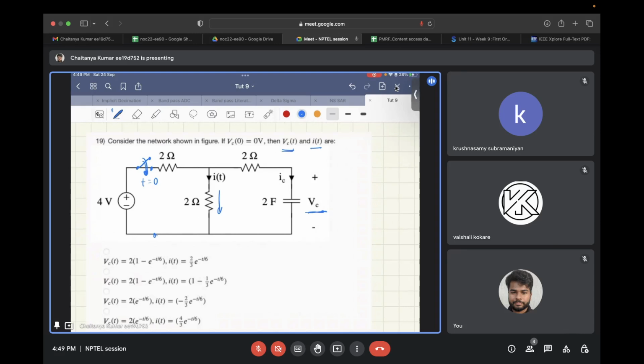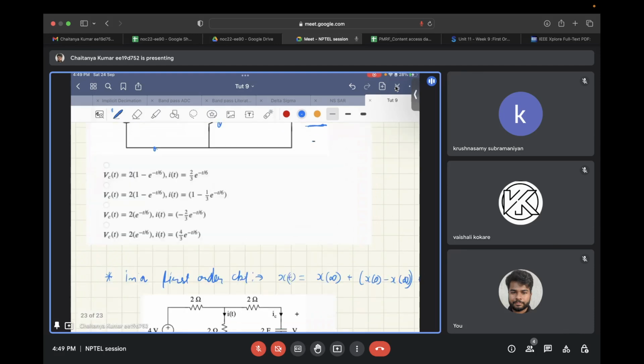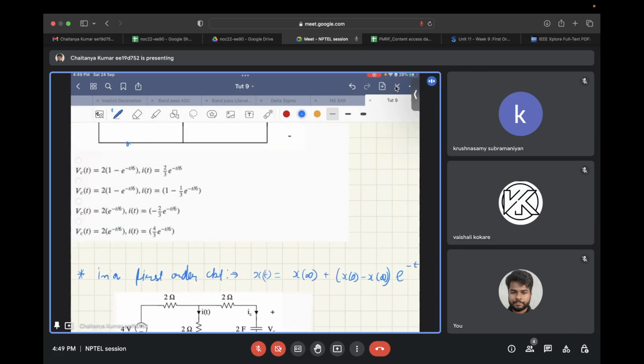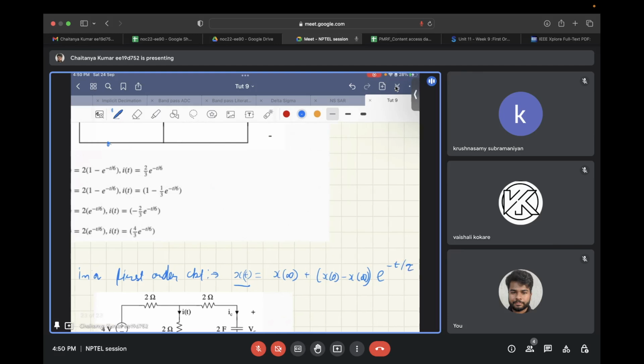In first order circuits, you can have a procedural way of finding these time domain equations. So what is the procedural way? Any element X, either current or voltage, with respect to time in first order circuits, is written as X at infinity, the value of X in steady state, plus X at 0, the initial condition of X, minus X at infinity, times e to the power minus t by tau, where tau is the time constant of the circuit. So how does this work?